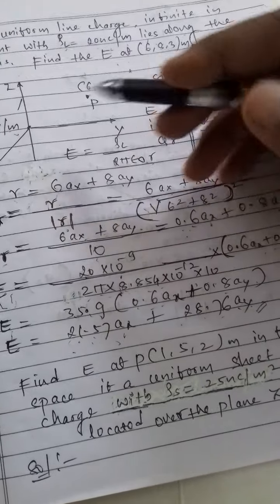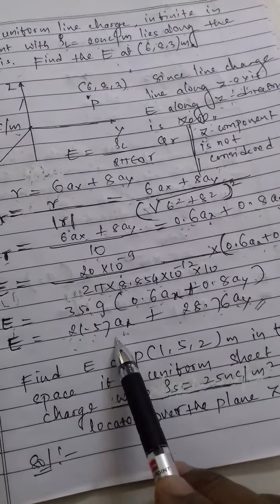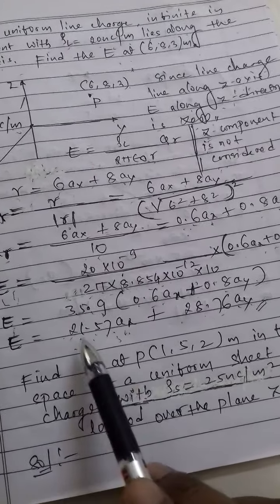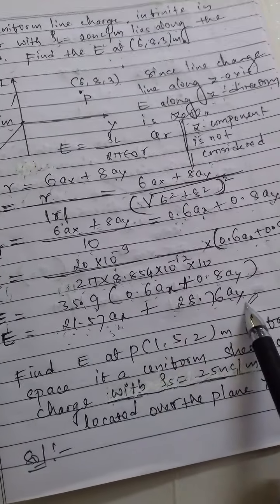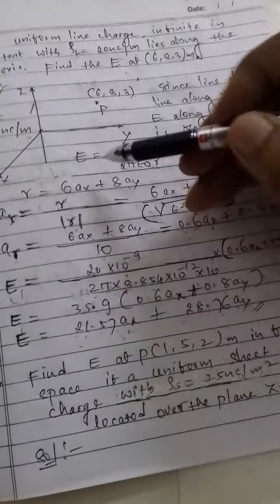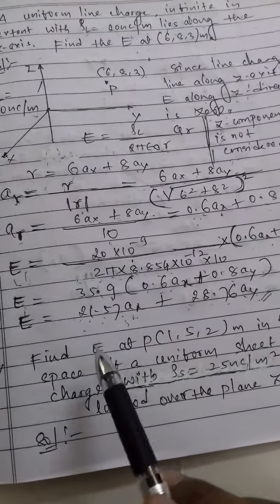Here, one thing to be noted in the equation for the electric field intensity is that it is present only along the x direction and only along the y direction, so there will not be any electric field intensity along the z direction.